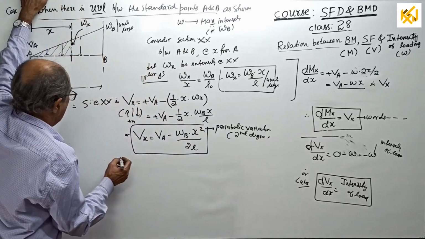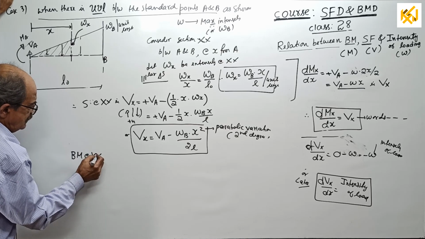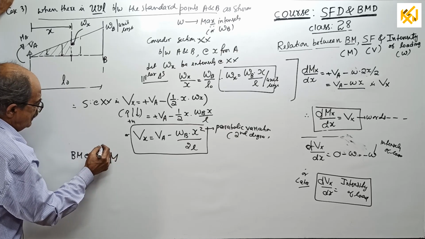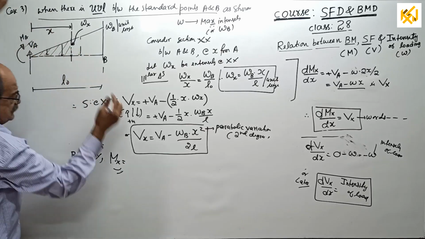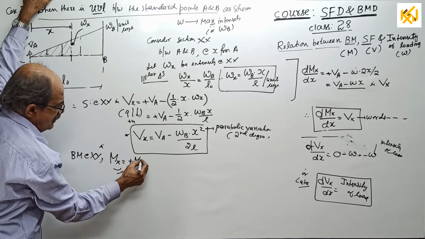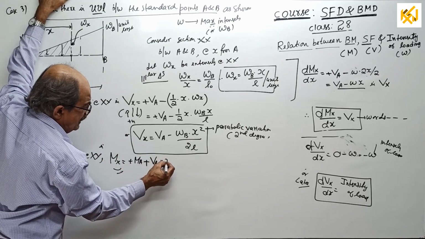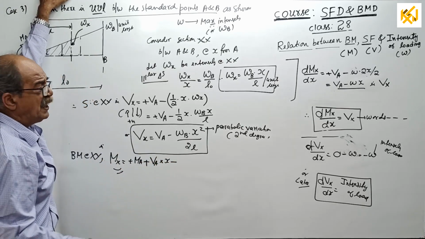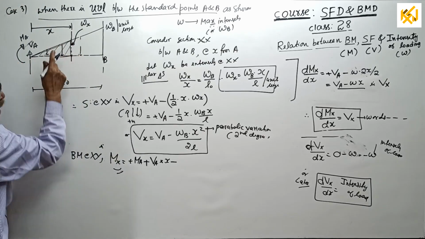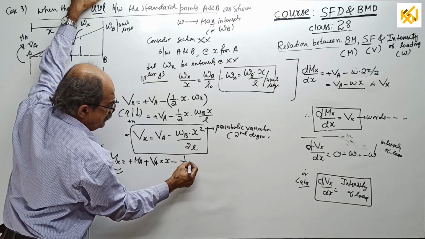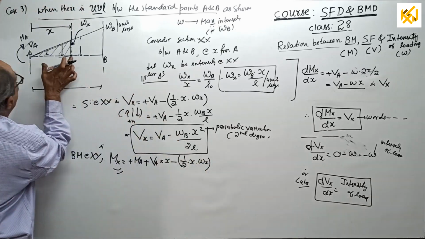Now calculate bending moment at XX. That is Mx, sagging positive. Here bending moment is plus MA plus VA into x. I am not explaining why, because there is a limit for explaining. Minus the moment of this load about this point. First, load is half into x into Wx, where Wx is the total load.